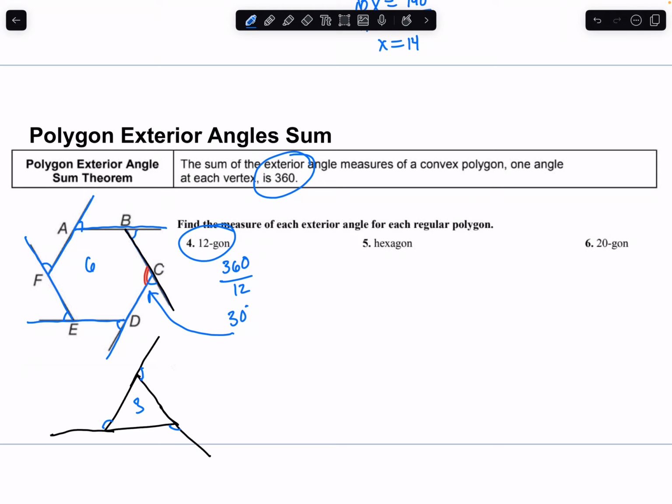A hexagon, it has 6 sides, so I take 360 degrees and divide it by 6. That's going to give me 60 degrees on the outside. A 20-gon, or a 20-sided shape, we take 360 degrees and divide it by 20. And that means that each side on the outside is 18 degrees. Right? As n gets bigger, the angle on the outside should get smaller.